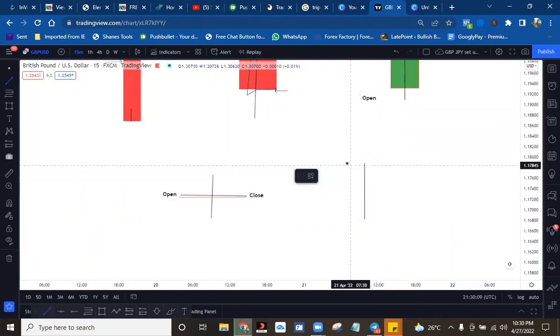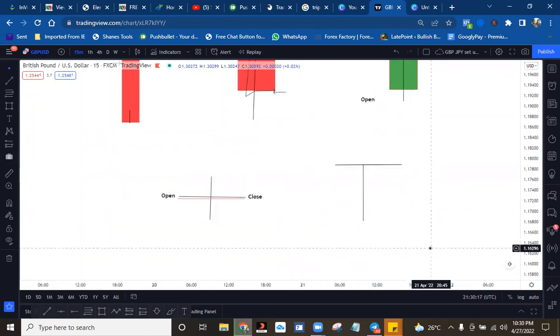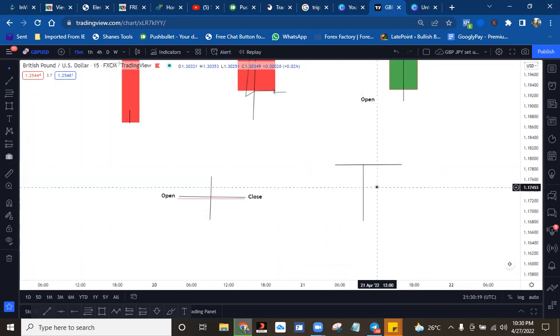And then you have this. Okay. Why is it called a dragonfly? Because it looks kind of like a dragonfly, actually.